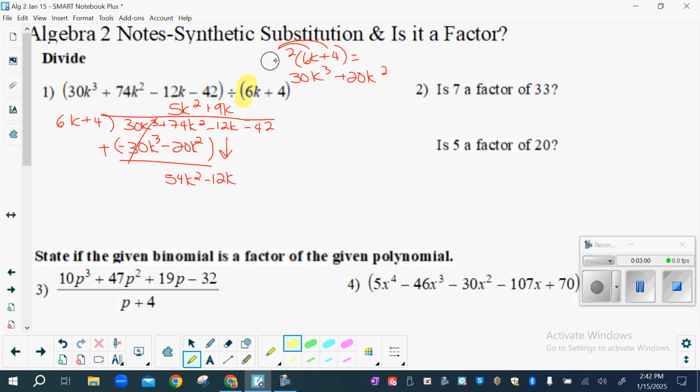So now we're going to take 9k and multiply it by the 6k plus 4. So that gives us 54k squared plus 36k. And then we subtract again, change our signs.